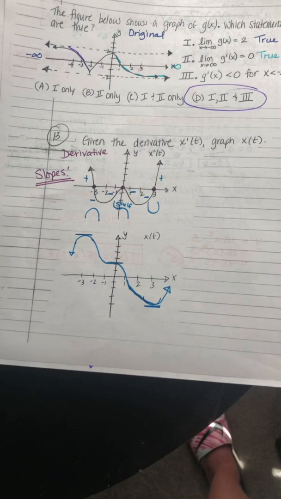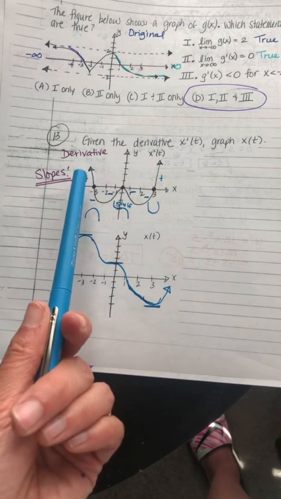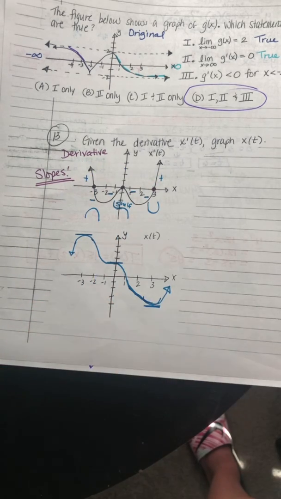So the key is looking for where the derivatives are crossing or touching the x-axis, and then looking at the positive and negative slopes to tell you if it's going to be a maximum, a minimum, or a shelf, pretty much. And that is everything.